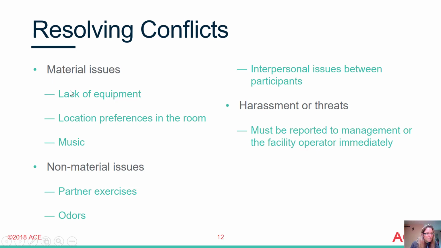So we have to be ready to address those types of things. Looking at material issues, if we have a lack of equipment, have a backup plan to do the class without equipment. If you get there and something is not available, have that backup plan using just body weight exercises. If you have location preferences, where people argue over a spot in the room, the group fitness instructor should institute a first come, first serve rule, right? Whoever gets here first can pick whatever spot they want in the room.